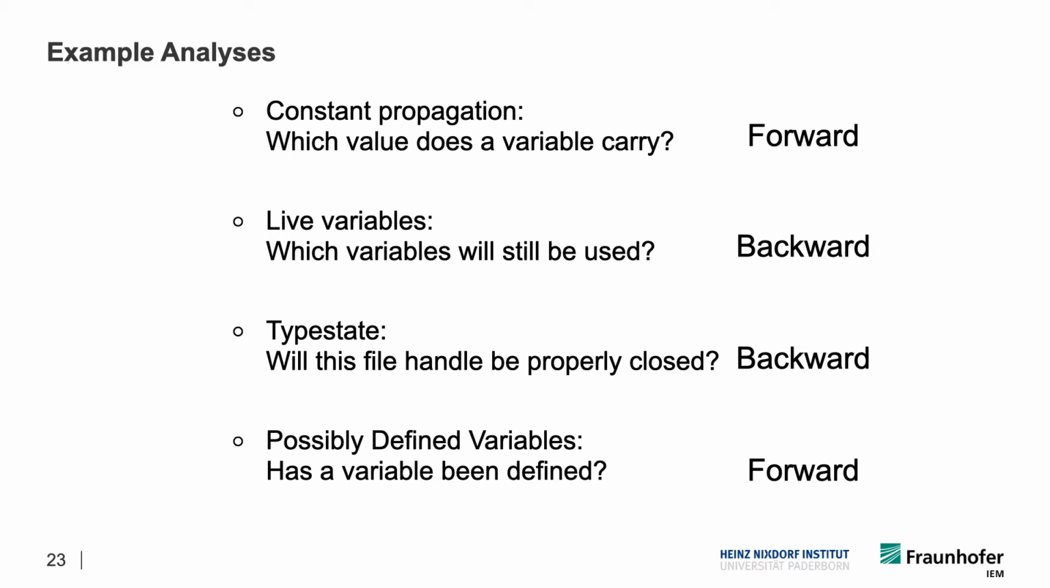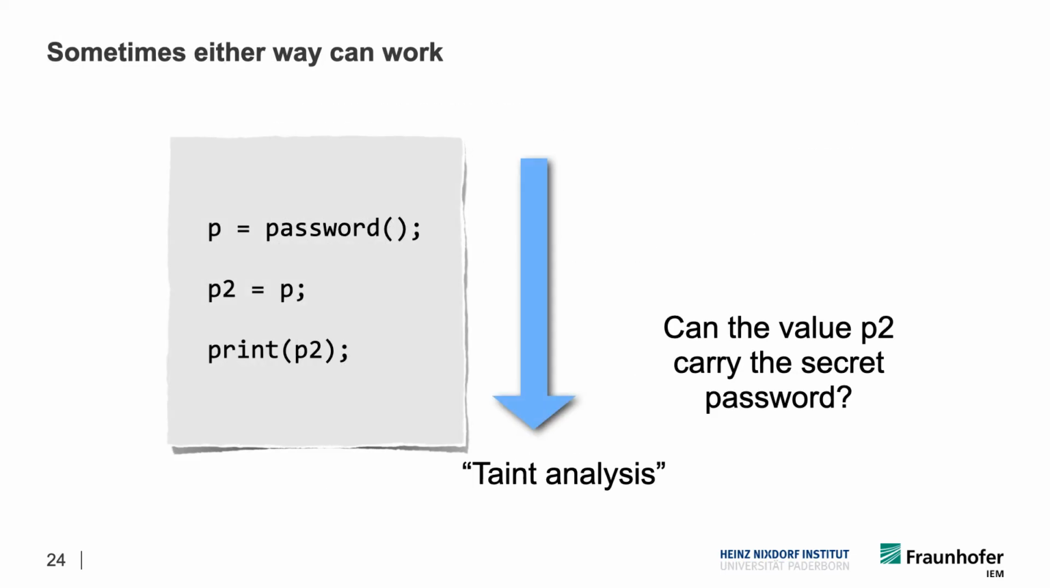Interestingly, sometimes it can be hard to tell, because sometimes you can have situations where both forward and backward analysis can make sense. For instance, in security, a very popular kind of analysis is so-called taint analysis. And that lets you decide, given such a program, whether the value P2 that you see here, which is being printed by that program, can carry the secret password up here. Obviously it can in this program, right?